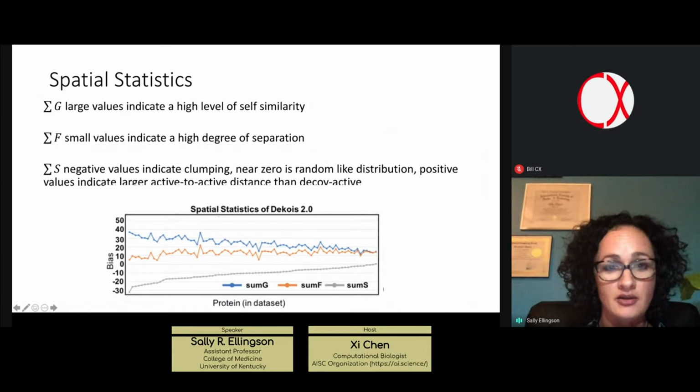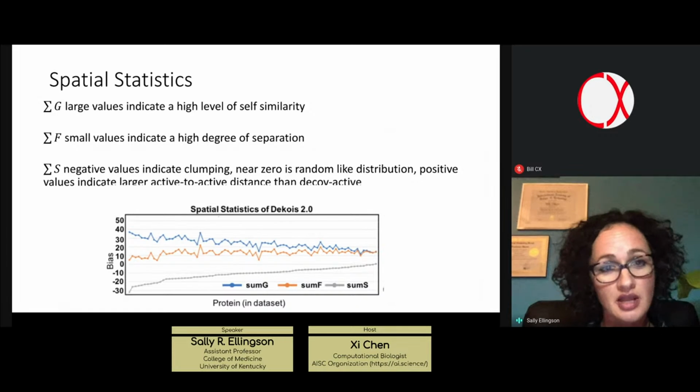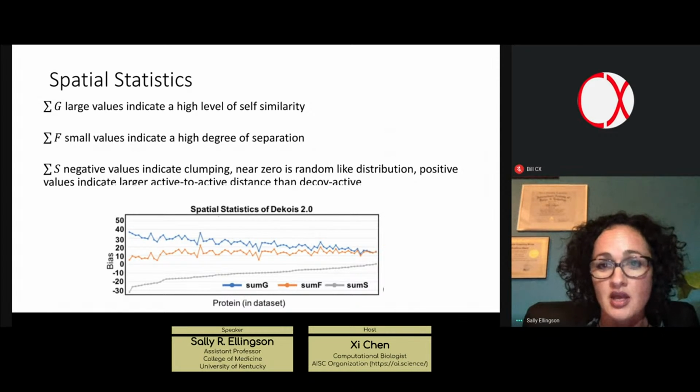And then using those same statistics, but doing the sums of all of them, a large sum G, the nearest neighbor function, indicates a high self-similarity of all the actives. So all the actives are very close to each other. And then again, with the sum of F, a small value indicates a high degree of separation from the actives. And then the sum S, a negative value indicates clumping. Near 0, as I described, means a random-like distribution, which is what we're looking for.